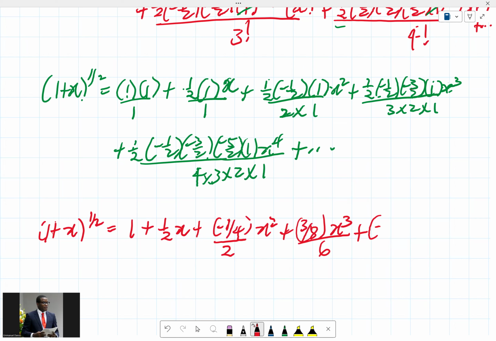Or let's just do this. 3 times 5 is 15. So we have minus 15 up there, all over 2 times 2 times 2 times 2, that is 16. That's 2 times 2, 4 times 2, 8 times 2, 16. Then x raised to power 4 all over 4 times 3, 12, 12 times 2, 24, 24 times 1 is 24. And this goes on like this. And then we switch again.